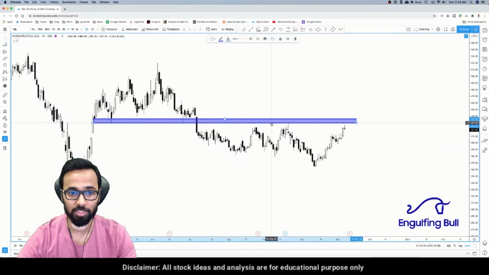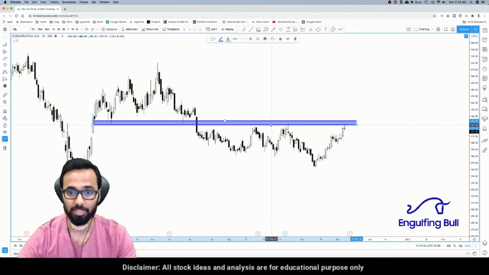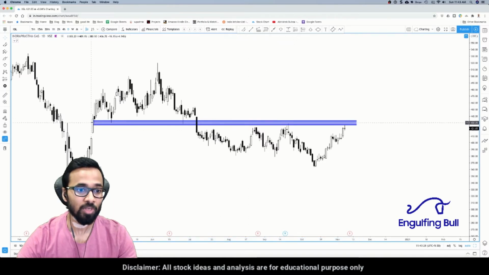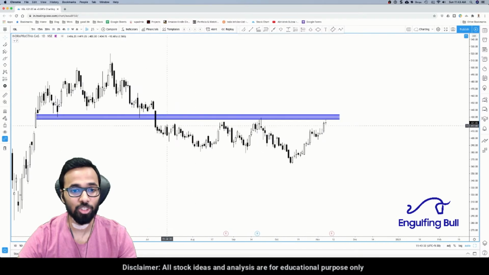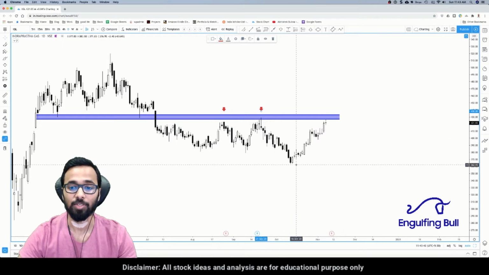Okay, let me just drag this down to make it where it should be. All right, so that was a support here. You see it was broken by a big black candle in July. Okay, it's come back here to create a resistance. Then it's come back here again with a doji here, created another resistance, fell back here.